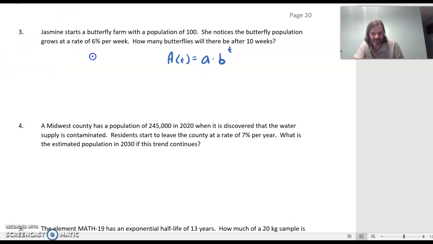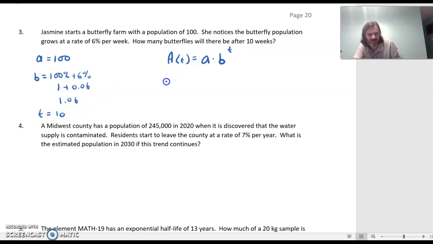So let's see here. Little a is 100. That's our starting amount. And it says it grows at 6% per week. So that would be 100% of what she already has plus another 6%, or 1 plus 0.06. So our b will be 1.06. And we're looking for 10 weeks, so t will be 10. So we'll just plug all that in.